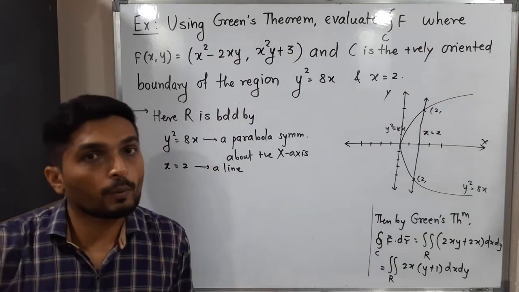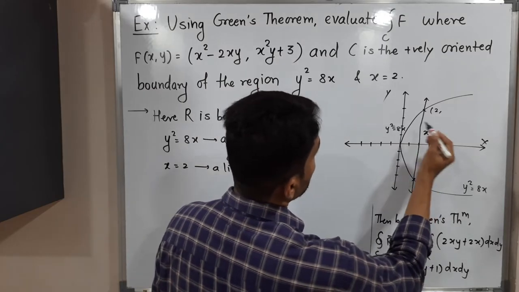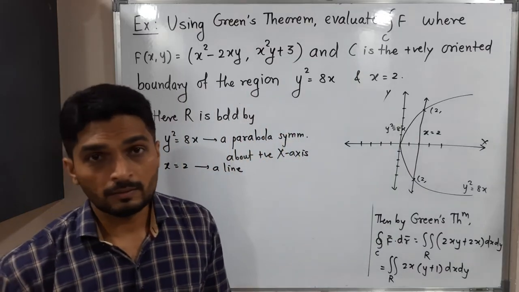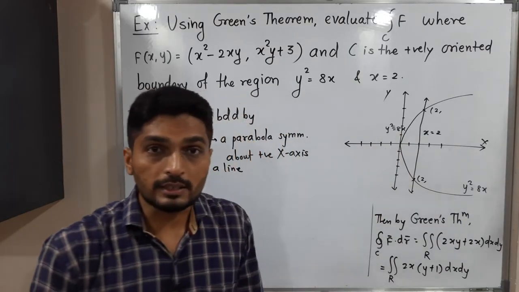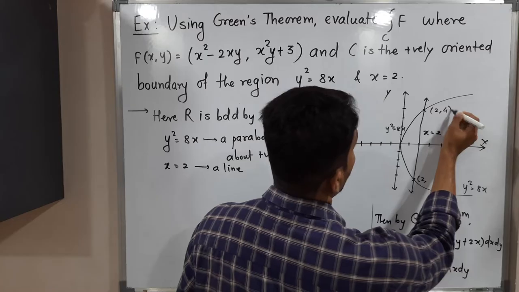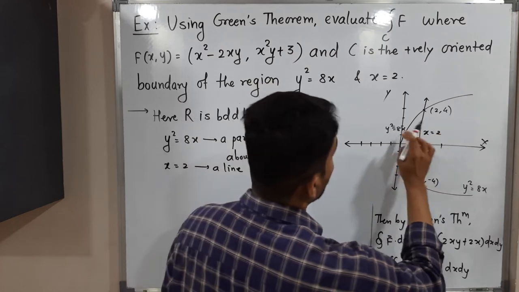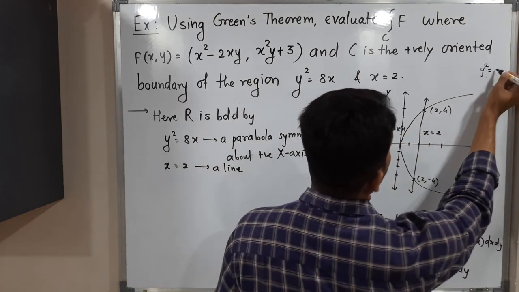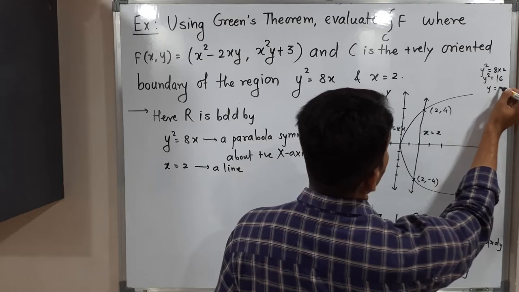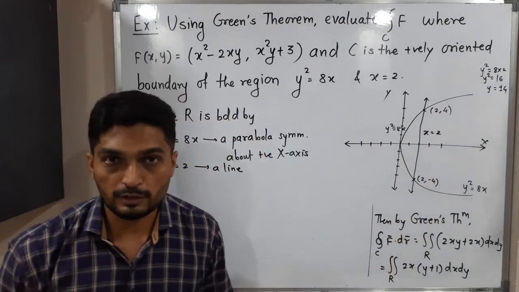We are interested to find the y coordinate, that means simply the point of intersection. What I said, simply we have to put one equation in this one. So simply put x is equal to 2 here. So 8 into 2, 16. y square is equal to 16, that means y is either plus 4 or minus 4, get it? So this point will be 4 and here it will be minus 4. I hope you are getting it. I'm writing it again. If I put x is equal to 2 here, we'll have y square is equal to 8 into 2, that means 16. So y square is 16, that means y is equal to plus minus 4. So that's why I wrote here plus 4 and here minus 4. So in this way, we got the points of intersection, okay?